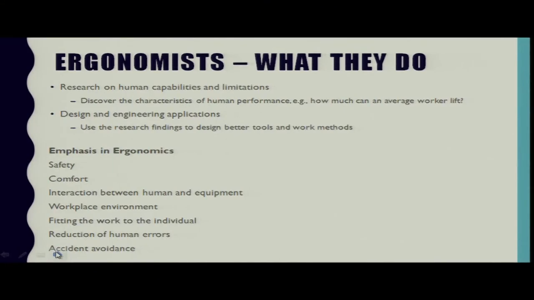So what is the purpose of an ergonomist? Its function is to perform research on human capabilities and limitations, and based on the limitations, the ergonomist has to provide possible solutions in order to improve the performance of a particular system, which is composed of human, machine, and related environment interaction. Another work that an ergonomist does is to design and explore engineering applications. So the emphasis in ergonomics is on many factors like safety, comfort, interaction between human and equipment, workplace environment, fitting the work to the individual, reduction of human errors, and accident avoidance.